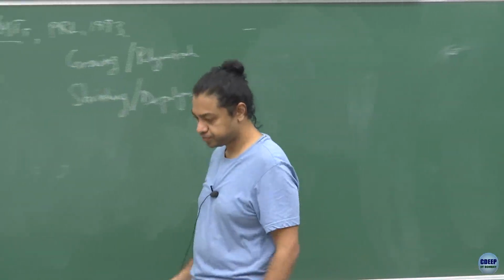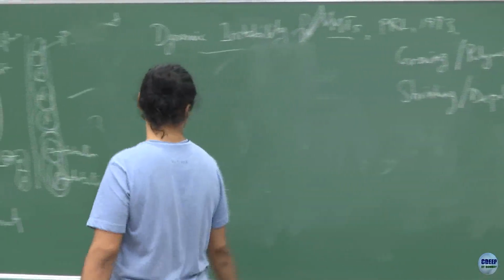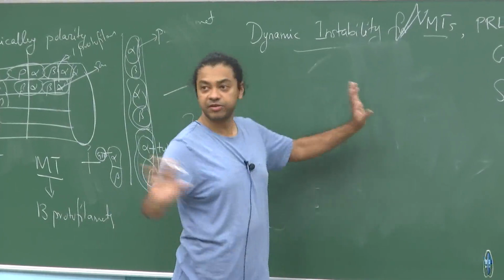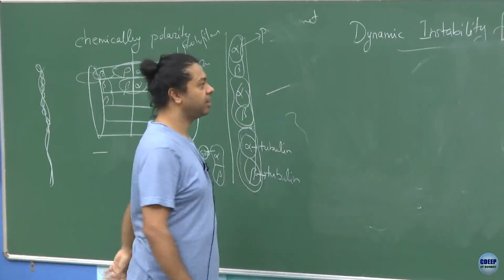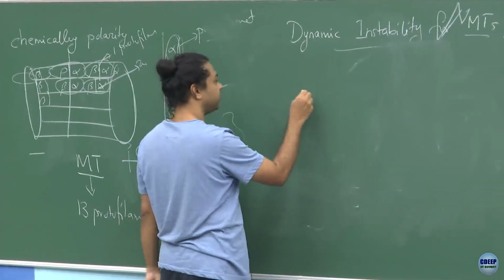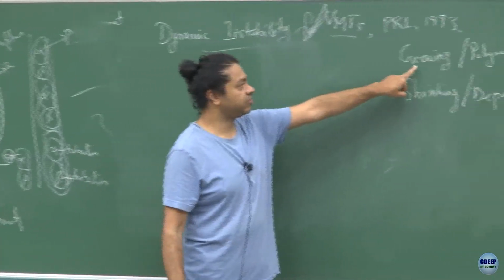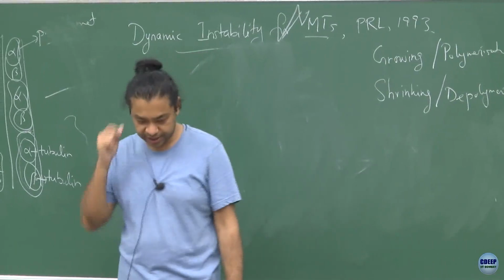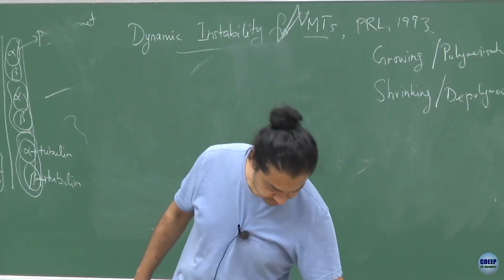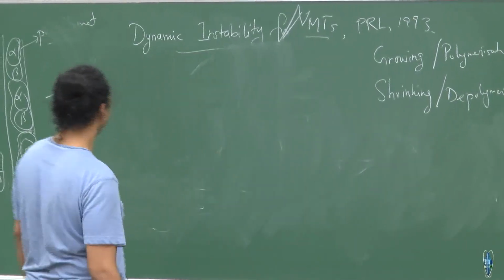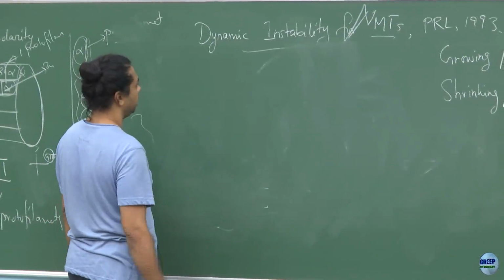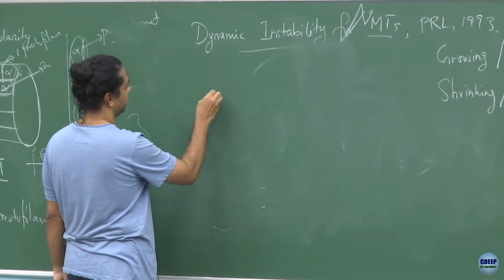Now, this system is clear. So from now on, physics, but guided by the biology. The microtubule exists in a growing stage, or it exists in a shrinking phase, right?